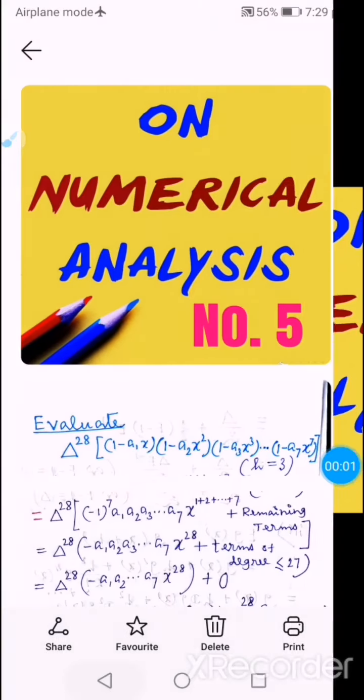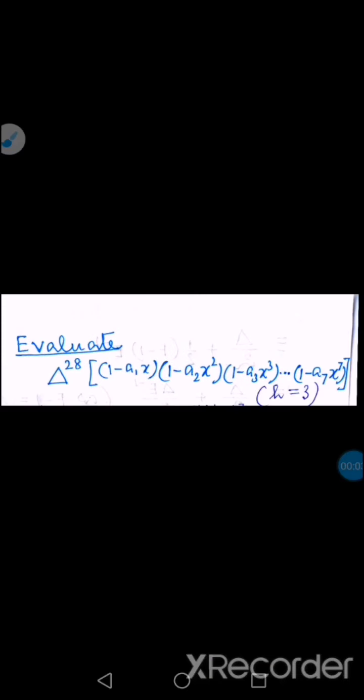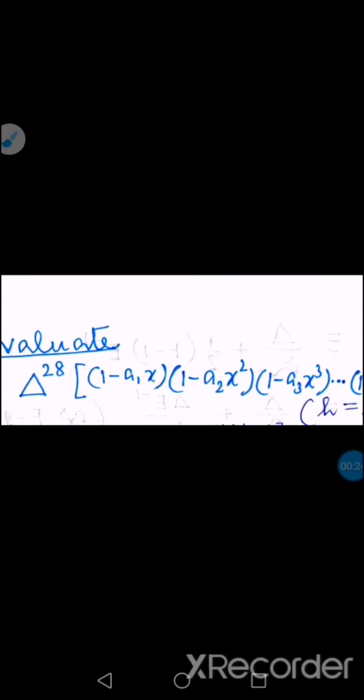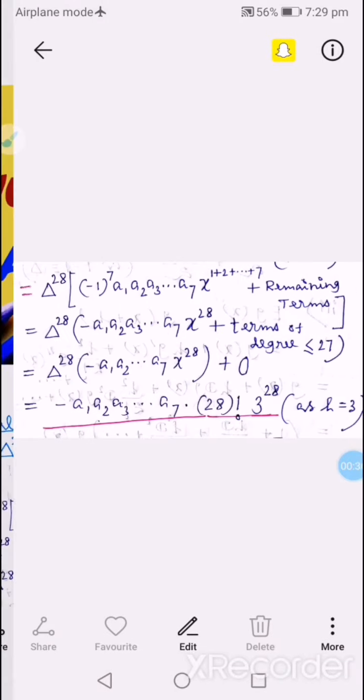Number 5. Evaluate delta order 28 of the product of 7 factors starting from 1 minus a1x and the last factor is 1 minus a7x, to the power 7, where h is given as 3.